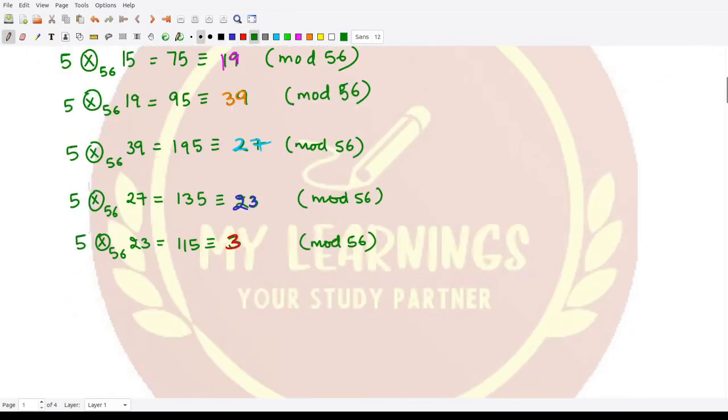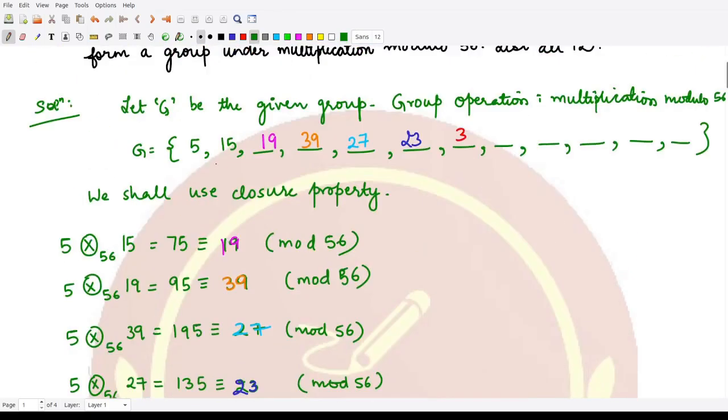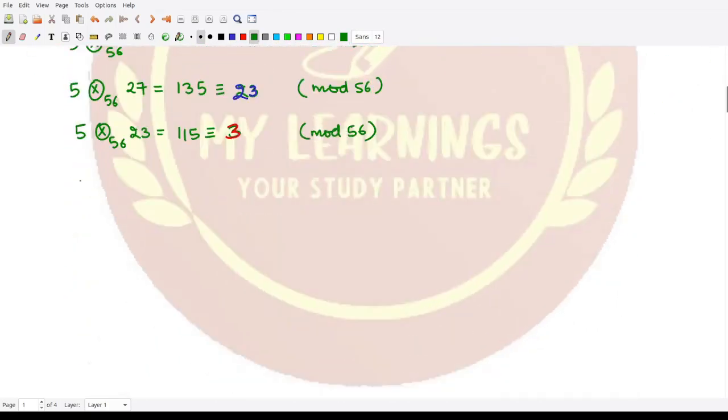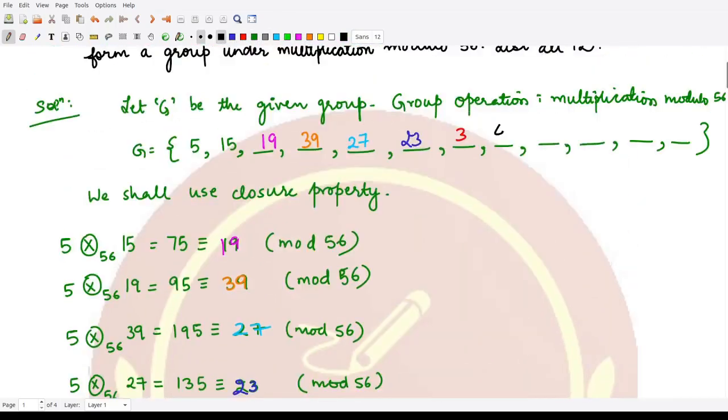Next, we can calculate 3 with 5, that is 15, and 15 is already present in our group, so we can skip that one. What about 3 into 15? That is not yet in our list. 3 into 15 is 45, which is equivalent to 45 mod 56. So you see, this 45 is also present within our group.